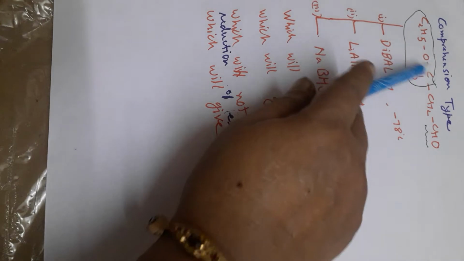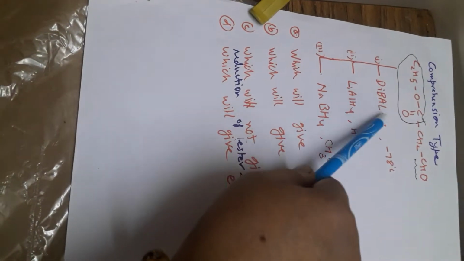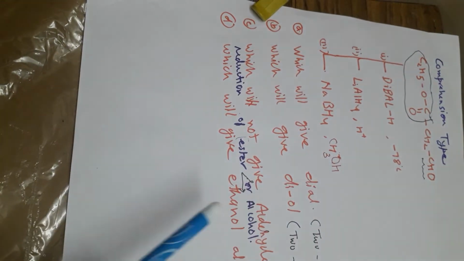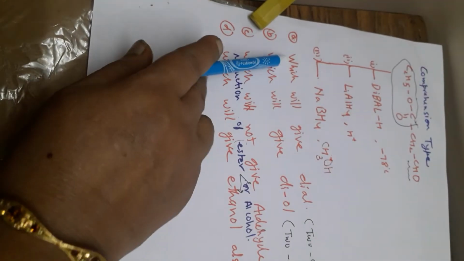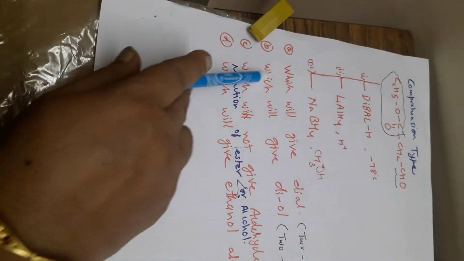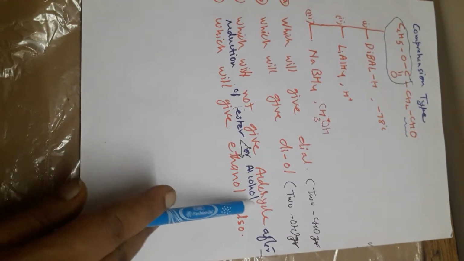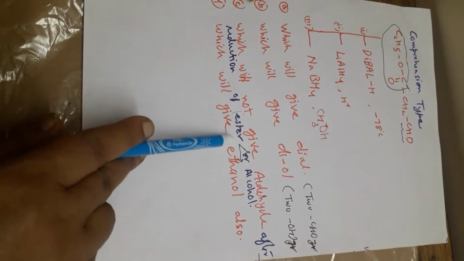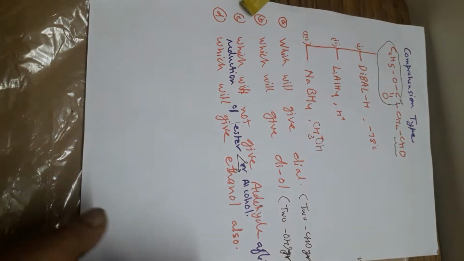Here I have given you one ester group and one aldehyde group, so that is two groups in the same compound. See here DiBAl-H at minus 78 degrees C, LiAlH4, NaBH4, how will they behave with this compound? Now there are four questions here: which will give a diol, that is 2 OH groups, which will not give aldehyde or alcohol after reduction of ester, which will give ethanol also. So these four things we have to discuss.